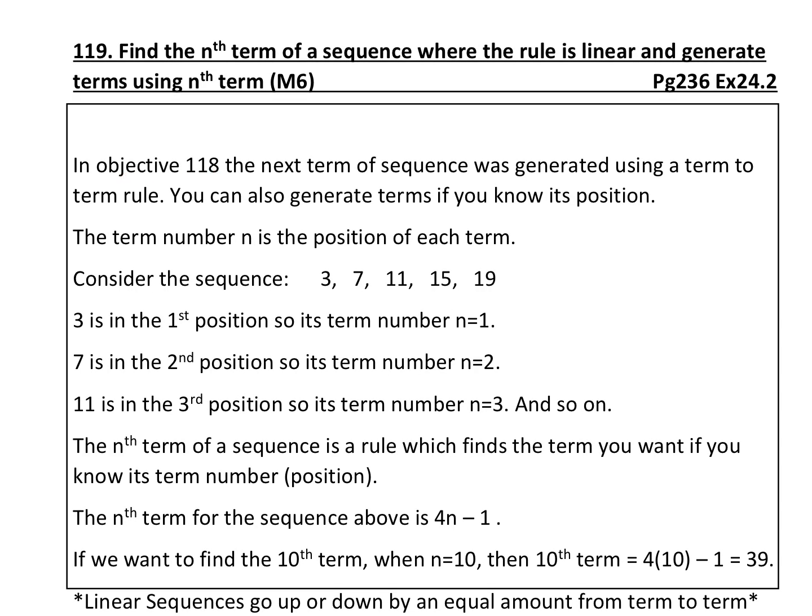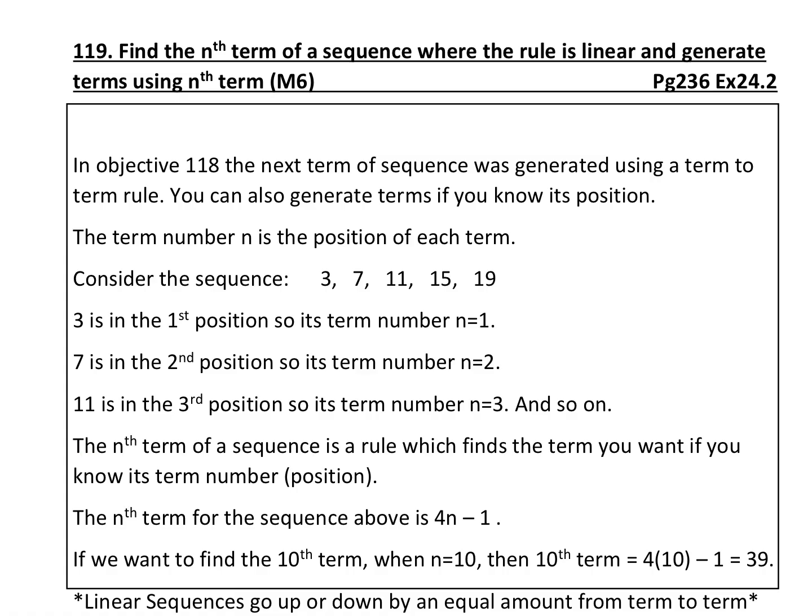So, in the previous objective, the next term of the sequence was generated using a term-to-term rule. You can also generate terms if you know its position. The term number n is the position of each term. So if we consider the sequence 3, 7, 11, 15, 19, 3 is in the first position, so the term number is 1, n is 1. 7 is in the second position, so its term number is 2. 11 is in the third position, so its term number is 3, and so on.